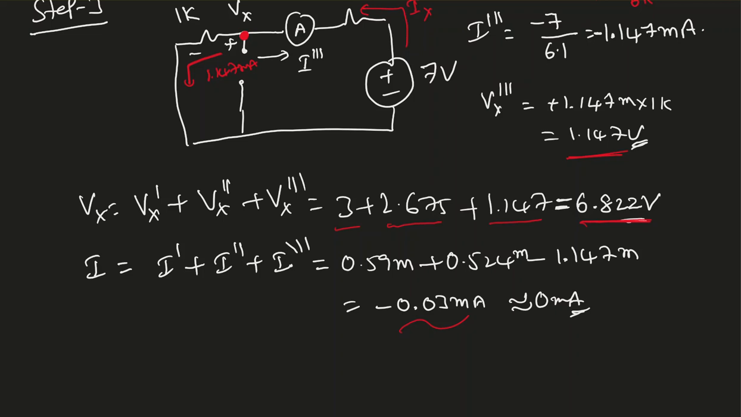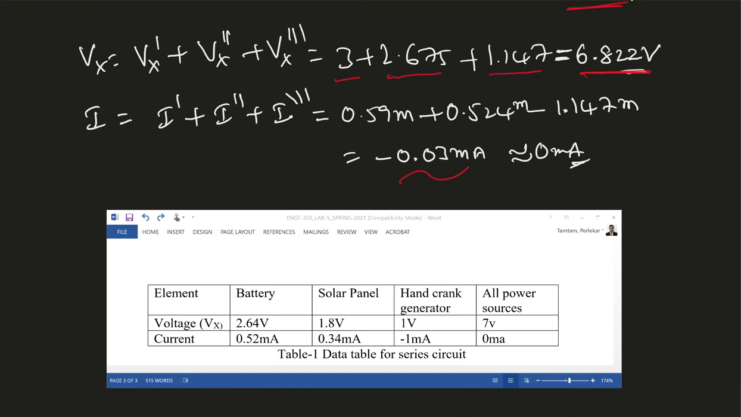Now I'm going to show you what we did in the lab. When we did it in the lab with only the battery source, the voltage we ended up with was 2.64 volt. There it is 3 volt. That could be because this is the real experiment. The battery voltage might not be 3.6 volt; probably I have only 3 volt. That is the reason the resulting voltage is 2.64. Based on that voltage I end up with 0.52 milliampere, but from the calculations it's 0.59 milliampere. It's almost the same.